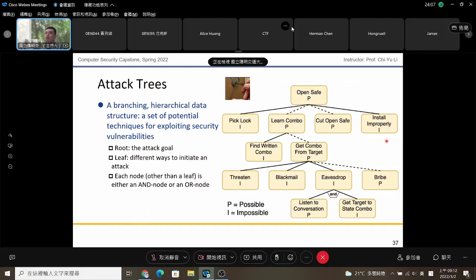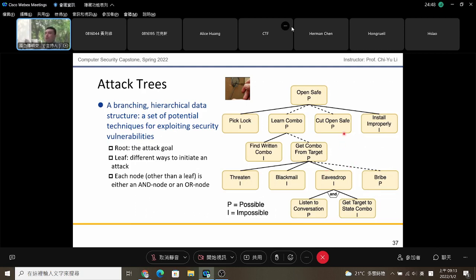So to conclude, for the security of the safe, there are two possible ways to attack it. One is to cut open the safe. The other is to bribe the target to give out the combo code. So this is just one example to let you know how to construct the attack tree to do the analysis on one attack goal. Based on this attack goal, we can understand how we can secure the safe.